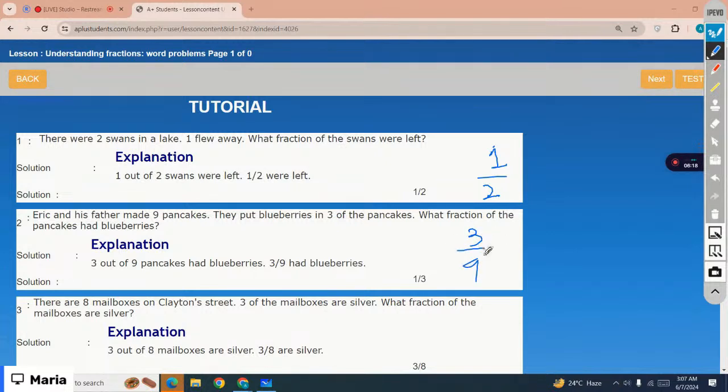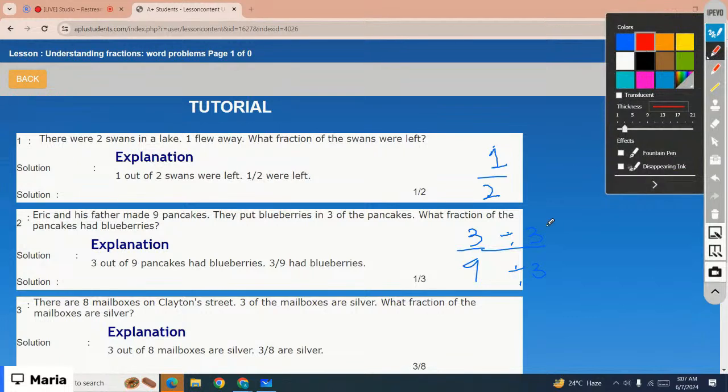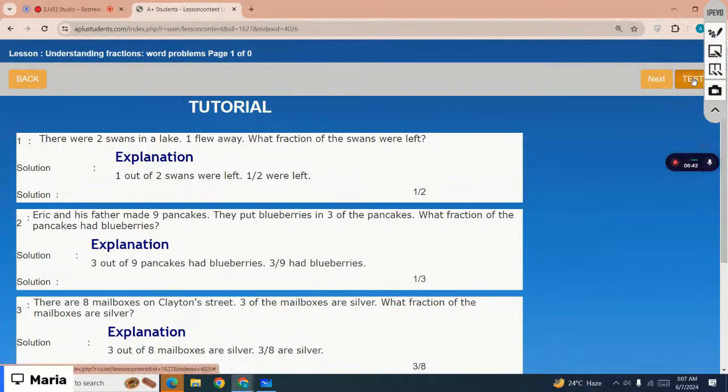Simplest form means you can divide both numerator and denominator by the greatest common number, right? That means the number that can divide both numerator and denominator. Got it? So 3 is the number that can divide both of them. 3 times 1 is 3 and 3 times 3 is 9. So that would be 1 out of 3. Got it, everyone? Let's just start with the practice questions.